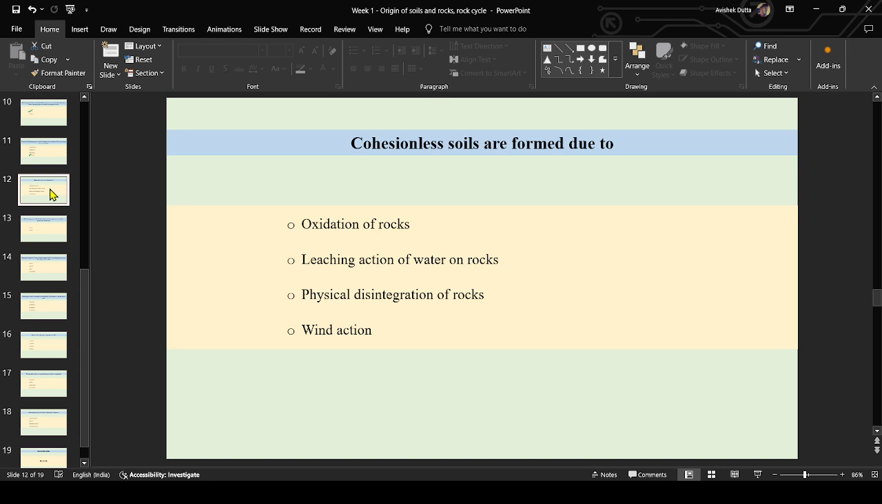Leaching action, sir? No, sir. This is physical disintegration of rock. Yes, very good. Physical disintegration of rocks.